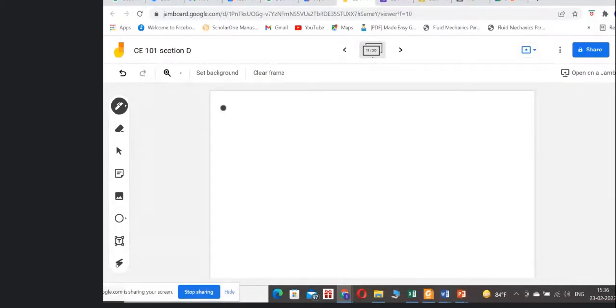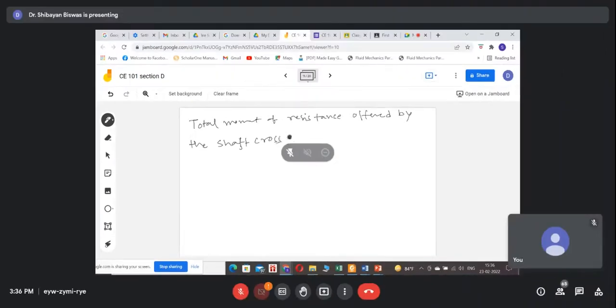So the total moment of resistance offered by the shaft cross section, we can denote it as T, is equal to the integration of tau by R into r square dA.